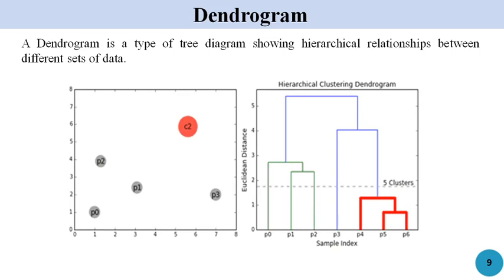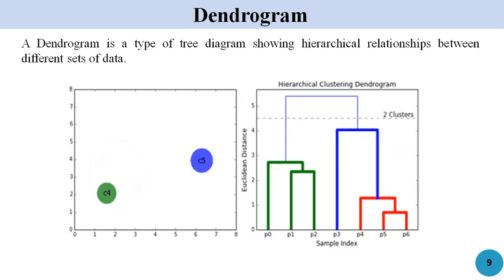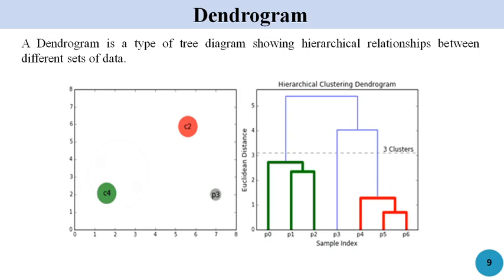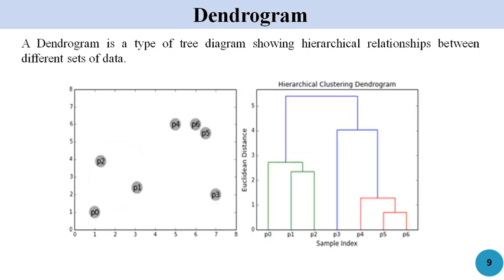A dendrogram is a tree diagram that shows the hierarchical relationship between the different data points given in the data set. It is always plotted as a graph with the x-axis representing the index of each of the data points within the data set and the y-axis representing the distance measure. So if we are using Euclidean distance to calculate the distance between the data points, then Euclidean distance will be plotted along the y dimension.